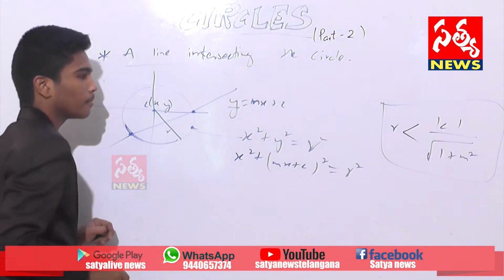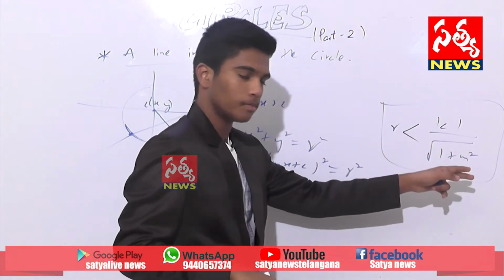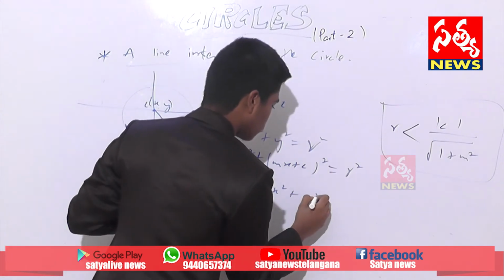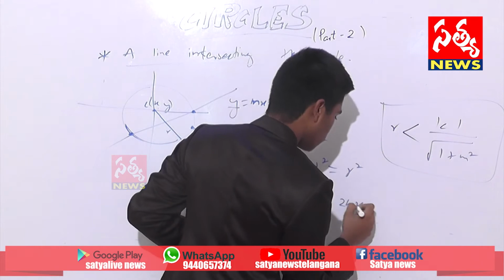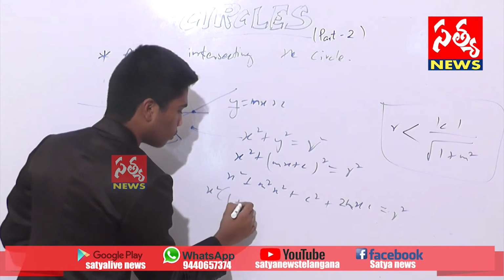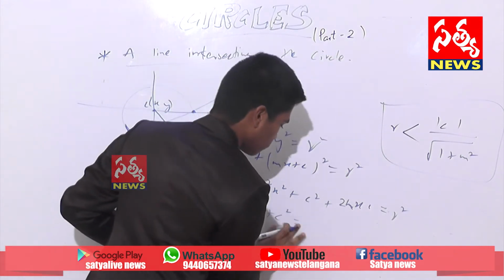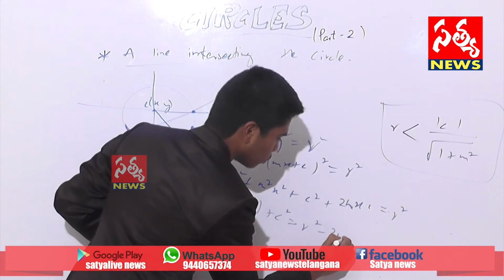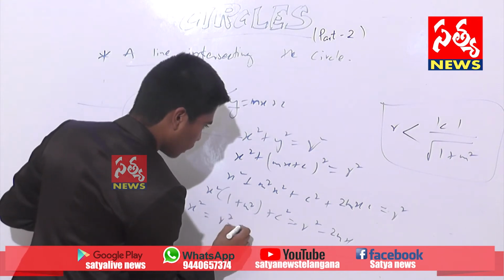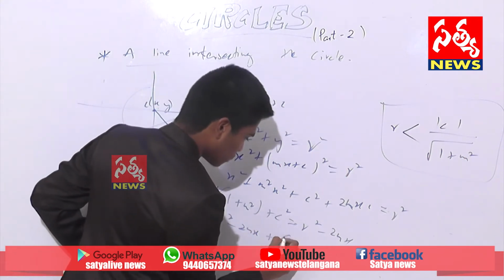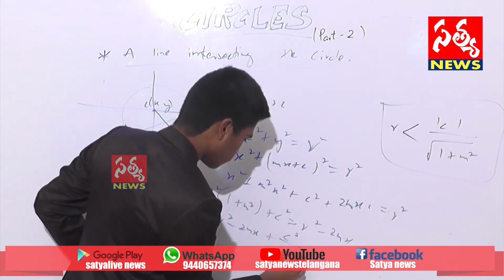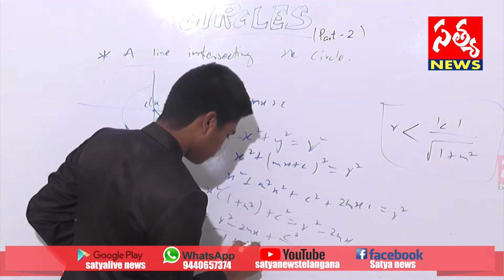C is radius, right? C by under root 1 plus m square. If we expand this equation, what we will get? m square x square plus c square plus 2mxc plus r square, right, is equals to r square. If we take x square common, 1 plus m square plus c square is equals to r square minus 2mx. So x square is equals to r square minus 2mx plus c square by 1 plus m square, and here also by 1 plus m square.